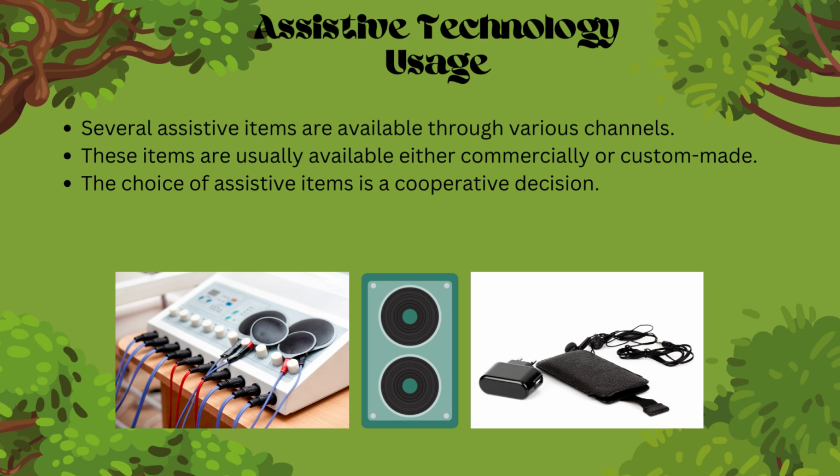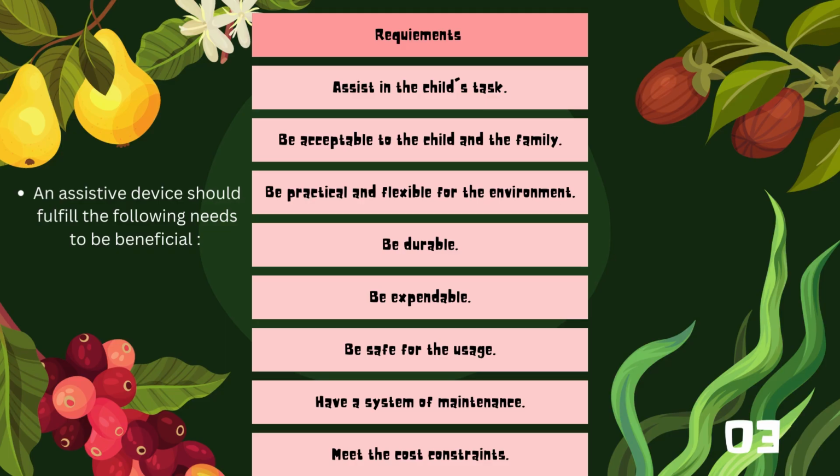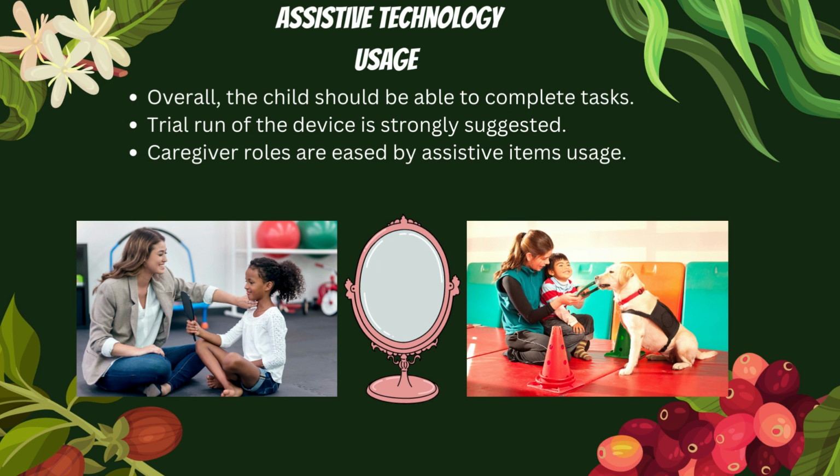Together, those involved systematically evaluate what the child needs to do, performance, context, and more. Usually an assistive device or technology should fulfill the following needs to be very useful or beneficial. Here are the requirements: one, it needs to assist the child's task and be acceptable to the child and the family and anyone associated with it, and be practical and flexible for the environment, and be durable, expendable, and safe for usage, cannot be very dangerous or easily broken, have a system of maintenance, and meet the cost constraints. It should not be a burden in terms of cost.